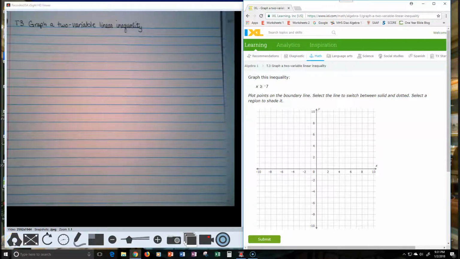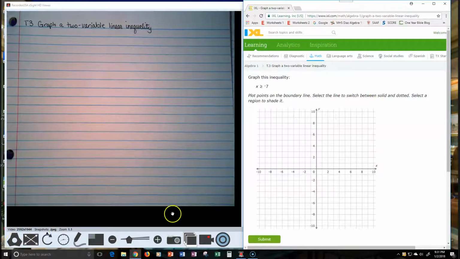Let's go ahead and look at T3. On T3, we're going to graph a two-variable linear inequality. So we are to plot points on the boundary line, select the line to switch between solid and dotted, and select a region to shade it.